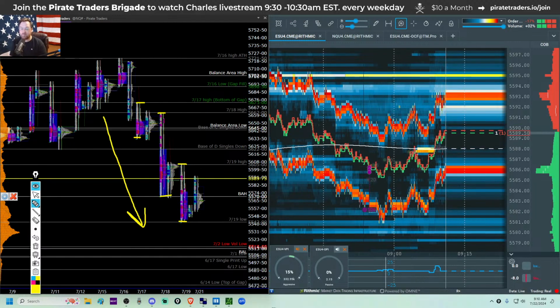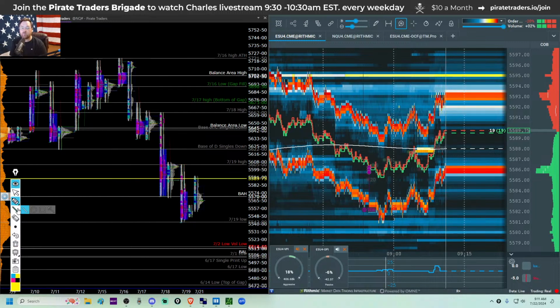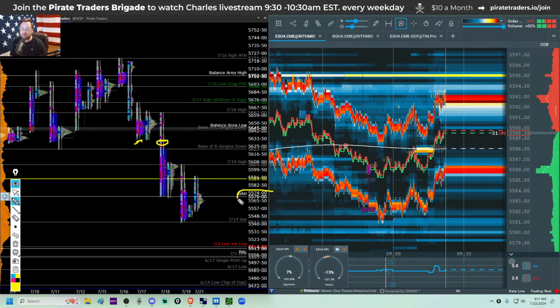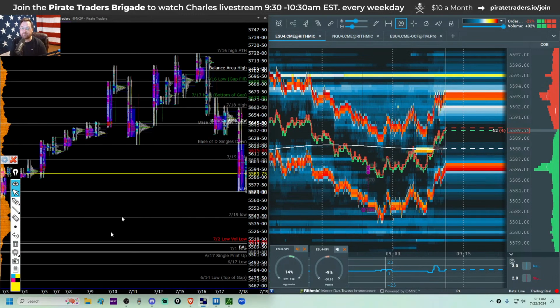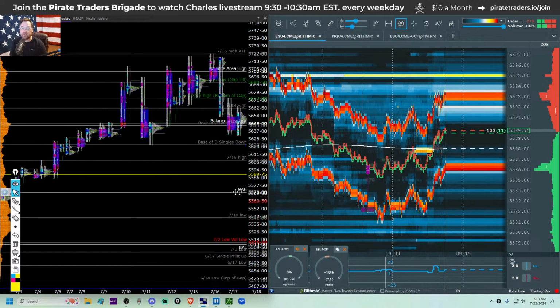Well, if you were a member of the brigade, last week we were talking about this. Once we broke the low on this day right here from the previous day's low, the target instantly became 55.70. Okay? Why? Because that was a previous balance area. So let me just zoom over here.